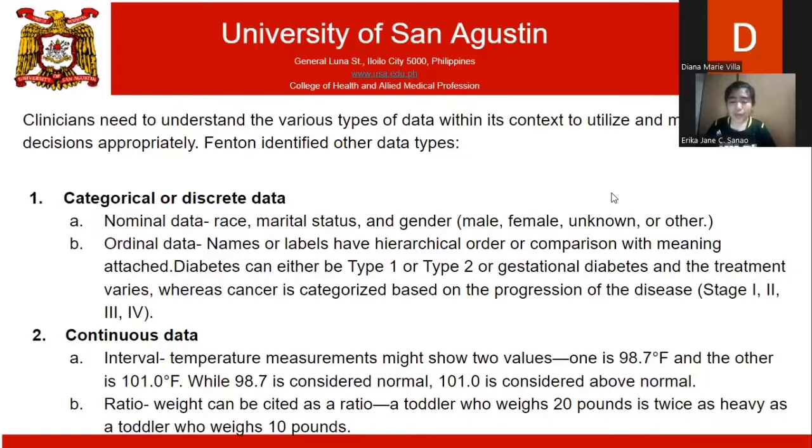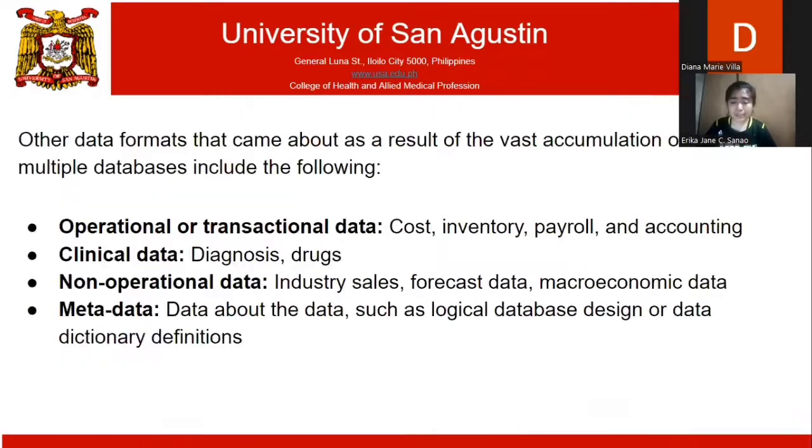Ratio has the same property as interval data and has a true zero point. For example, weight can be cited as a ratio. A toddler who weighs 20 pounds is twice as heavy as a toddler who weighs 10 pounds.